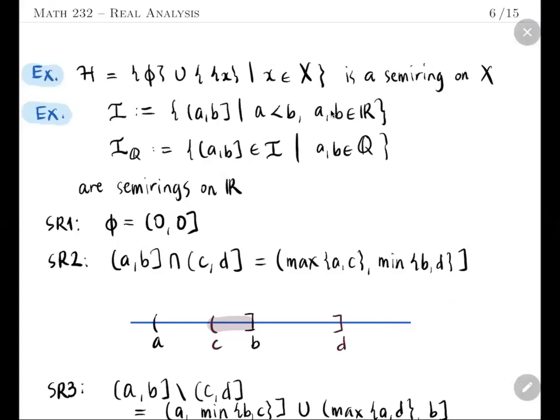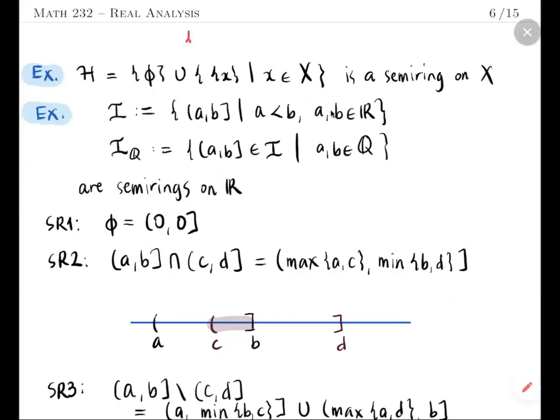So let us consider two examples. The first one is that this is the set of all singletons, that is sets having only one element, and the empty set. This is clearly a semi-ring on X. SR1 is already provided here. Okay, and then the intersection of two singletons is either empty or the singleton itself if x is not equal to y and if x is equal to y respectively. So in any case, the intersection still belongs to the collection H.